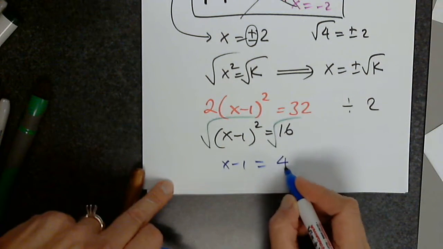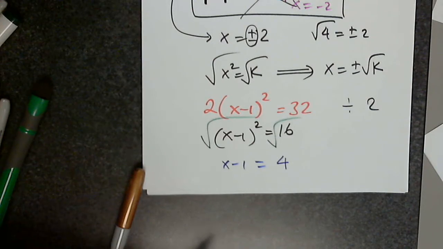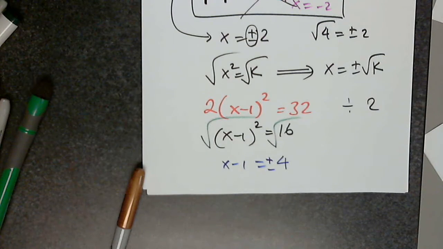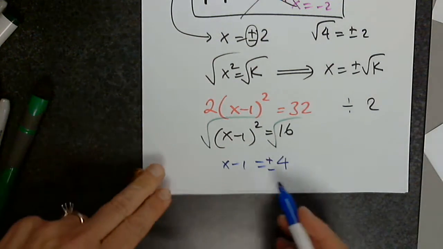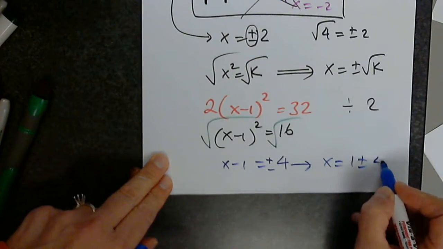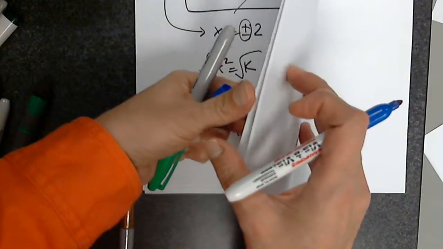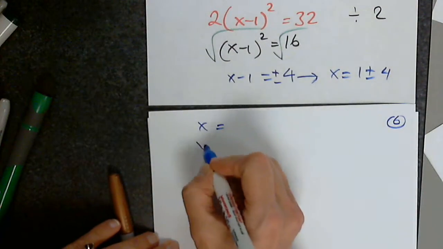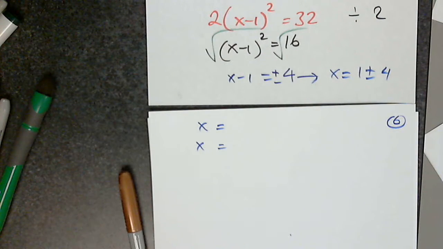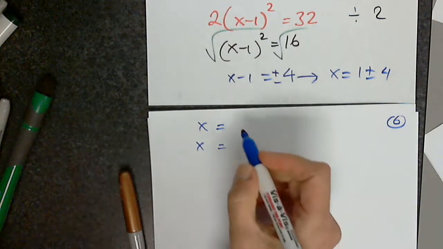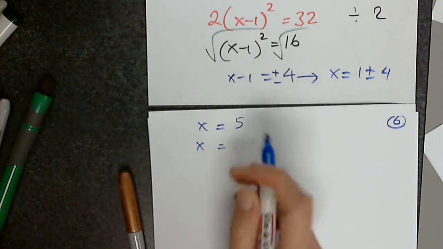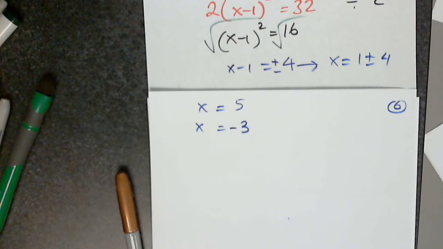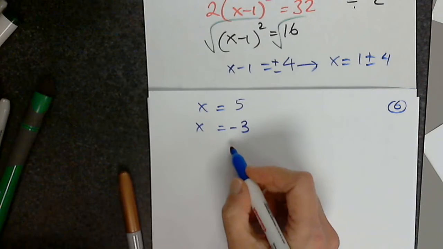Good. But if I write 4, I will only get one solution. What did we say we have to write? Exactly. If I forget about the plus or minus, I will not solve the equation. So I will move 1 to the other side, so I get x equals 1 plus or minus 4. Now I have to separate the solutions and write them clearly. What is one solution? Five. And the other solution is? Good.